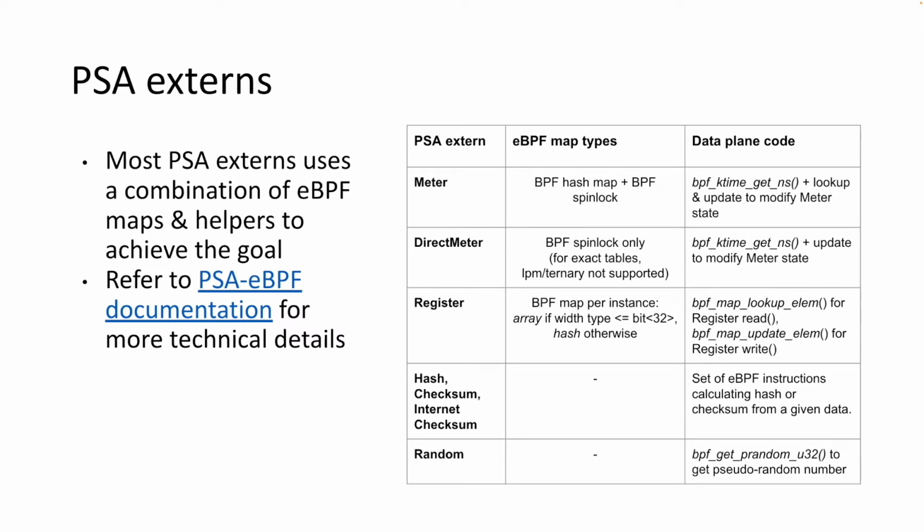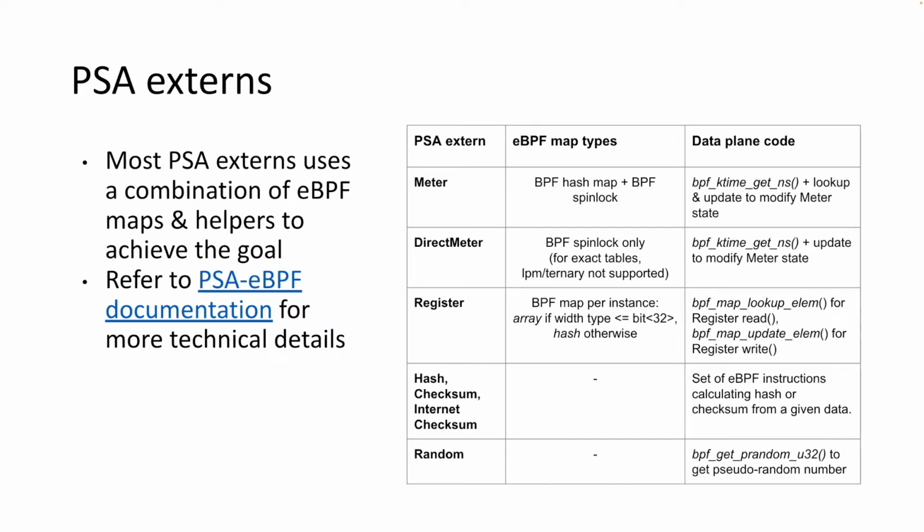Moving on, we also implement meter. Each meter instance is translated to a BPF hash map that keeps the internal meter state. This map also uses BPF spin lock that provides concurrency management in the multi-core CPU environment. In the data plane, eBPF program retrieves a current timestamp that is required for metering algorithm by using a dedicated helper for that. Moreover, eBPF program must perform a single lookup to get a current meter state and a single update to modify the internal meter state.